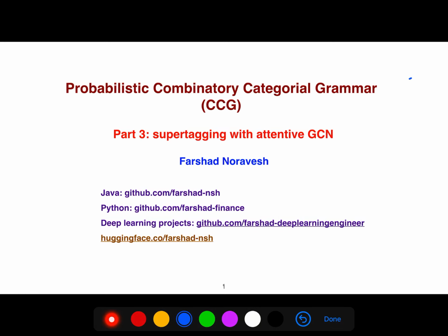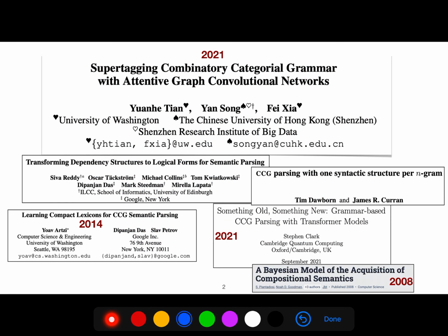So let's talk about supertagging with attentive graph convolutional neural networks. The article from 2021 by Tian is a really interesting article. But there are other articles like this one from Stephen Clark, with very similar ideas. Very similar ideas you can find here, but all of them are talking about CCG semantic parsing.